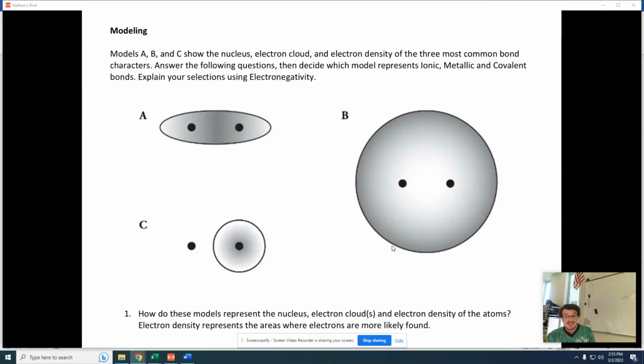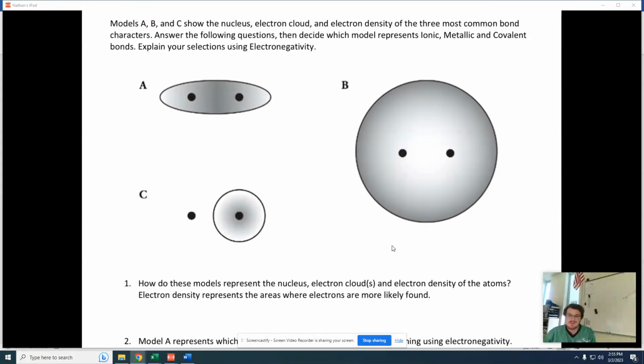And here on the very last page, we get to this modeling section where we've been given three different models, and we're asked to identify which one represents ionic, covalent, and metallic bonds. So I think this is the most interesting part of this assignment, and that's why I wanted to make a video to chat with you all about it since I couldn't be at school today.